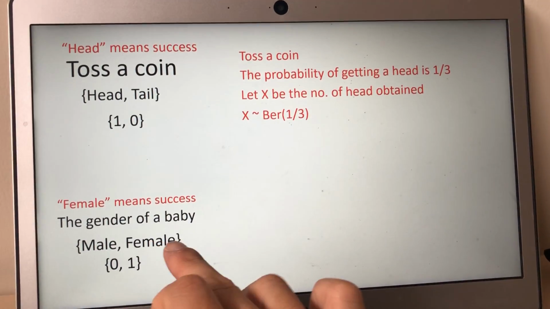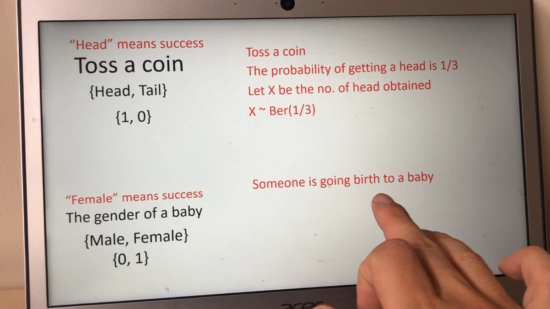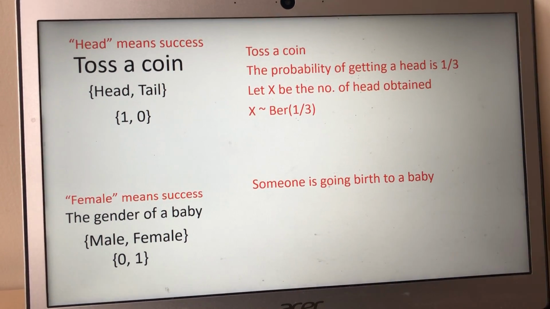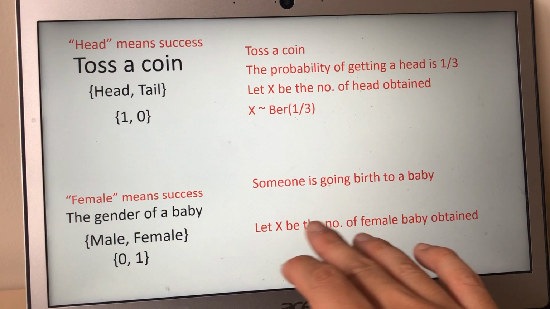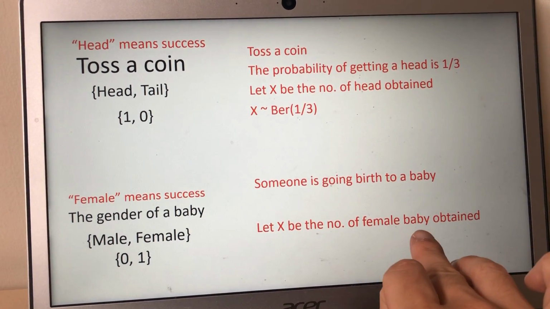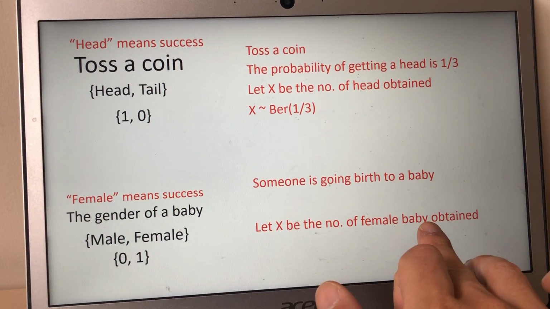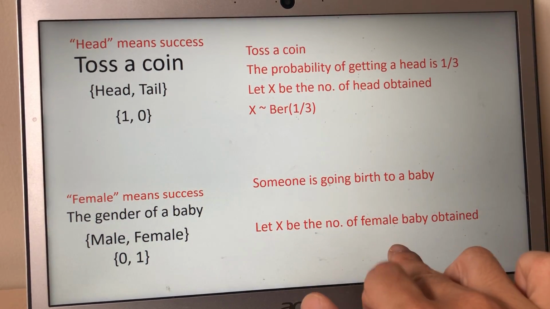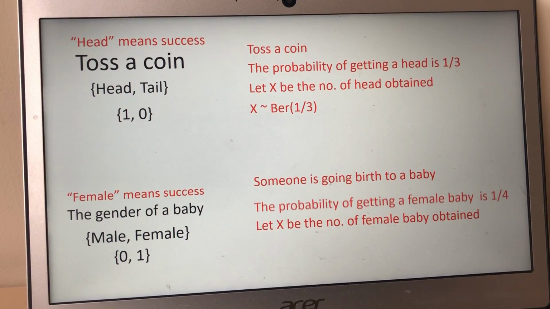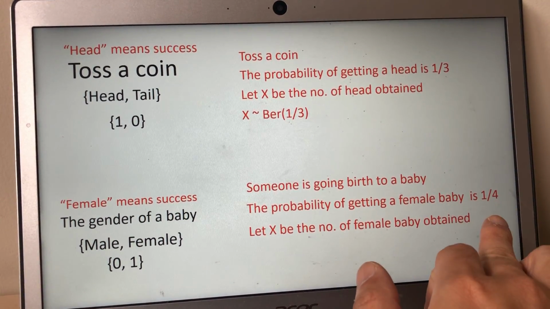Now let's look at one more. What about the gender of a baby? First of all, this event is that someone is going to give birth to a baby. And you let X be the number of female baby obtained. You want to have a female baby, so let X be the number of female baby obtained. And we need to know the probability of success, meaning the probability of getting a female baby. So the probability of getting a female baby is 1/4.